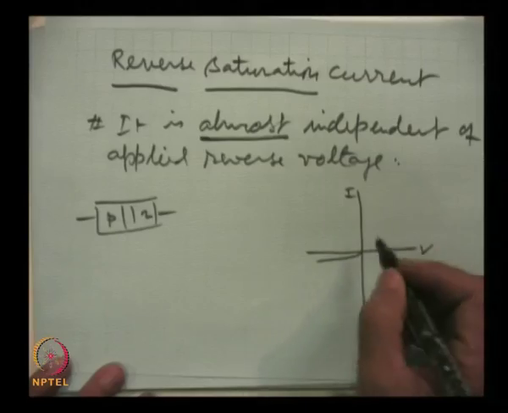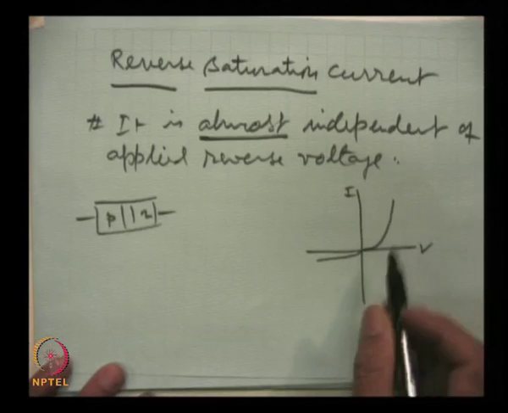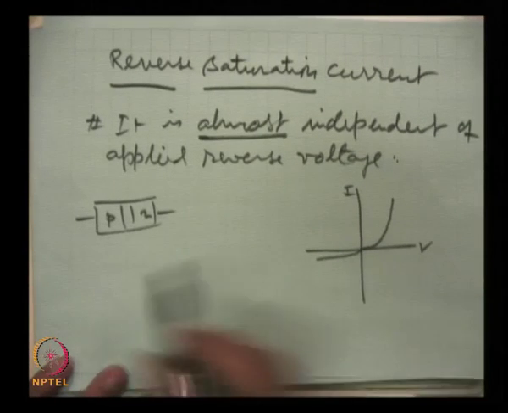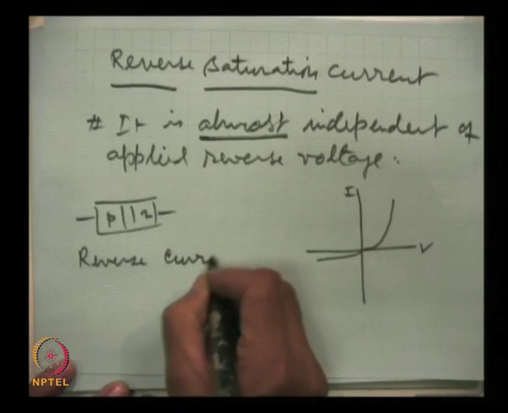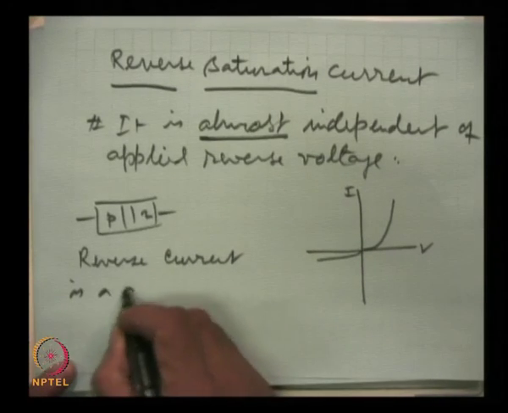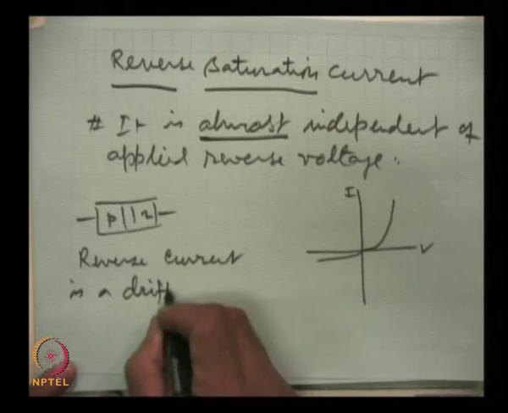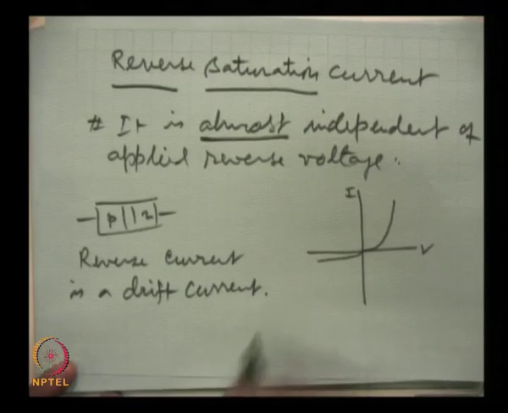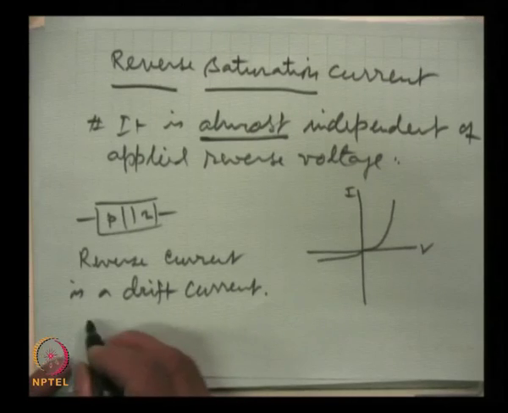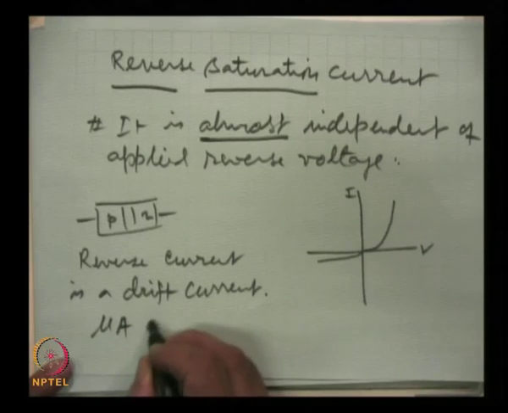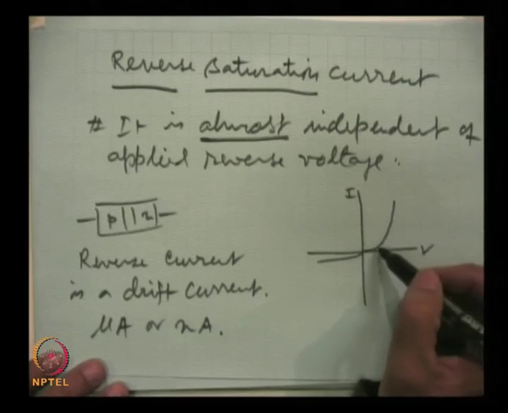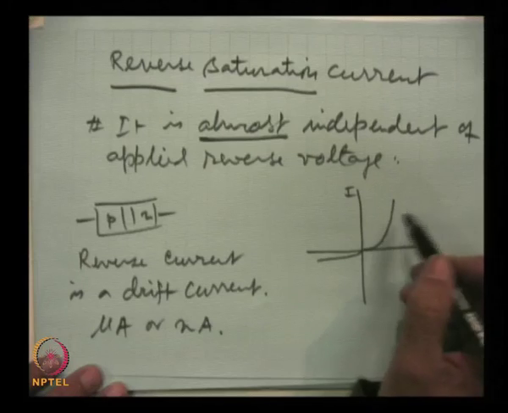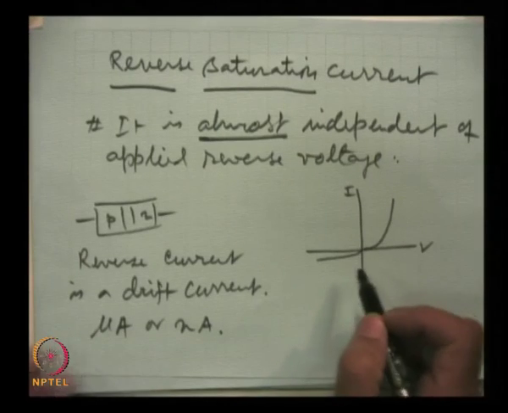So, these are the IV characteristics. Forward current was this, and this reverse current is a drift current. This is not diffusion, it is drift current, and this is in microamperes or nanoamperes, very small, while this forward current is normally in milliamperes. So, this is about this.